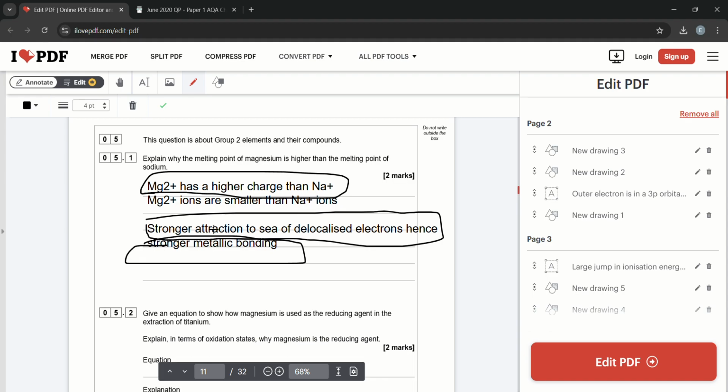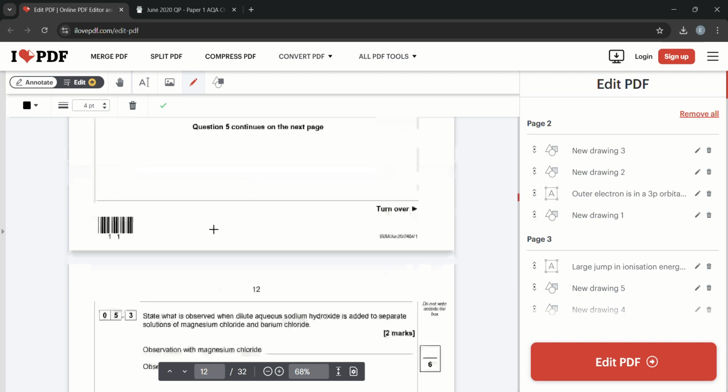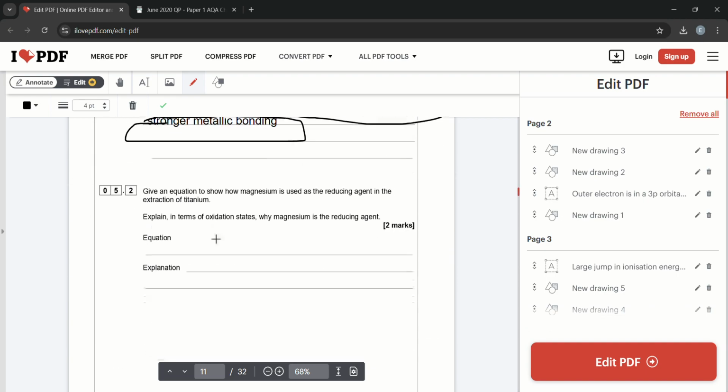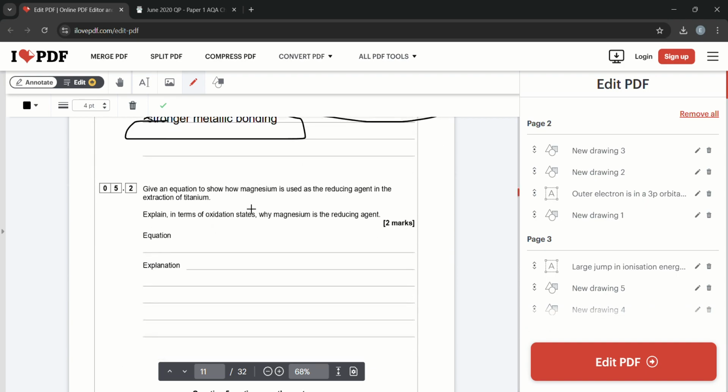And then 5.2, given the equation, show how magnesium is used as a reducing agent in the extraction of titanium. Classic equation they want you to memorize. It's TiCl4 plus 2Mg, arrow, 2MgCl2 plus Ti. TiCl4 plus 2Mg arrow 2MgCl2 plus Ti.